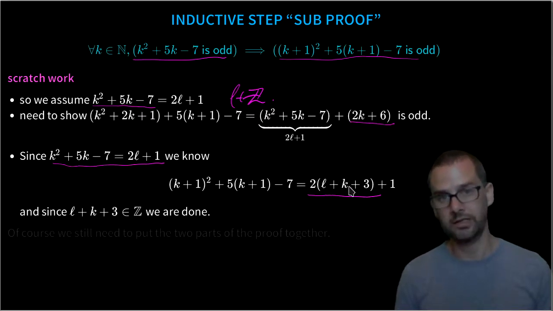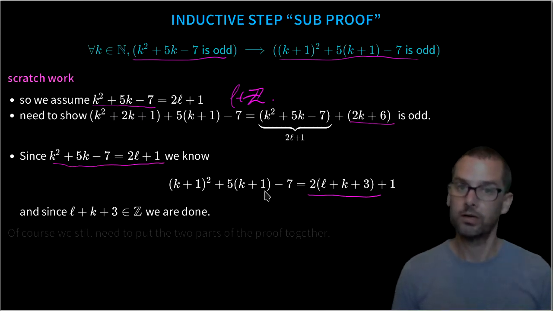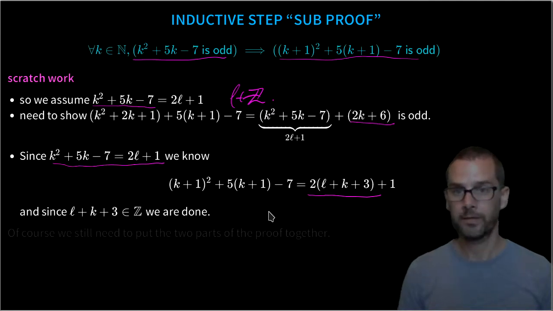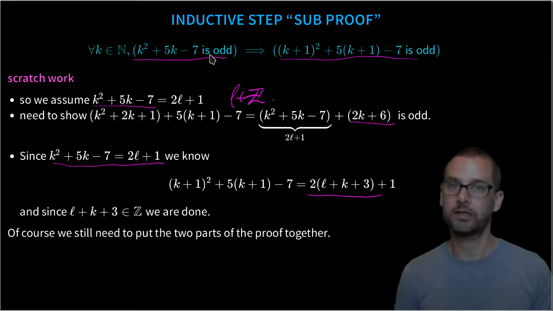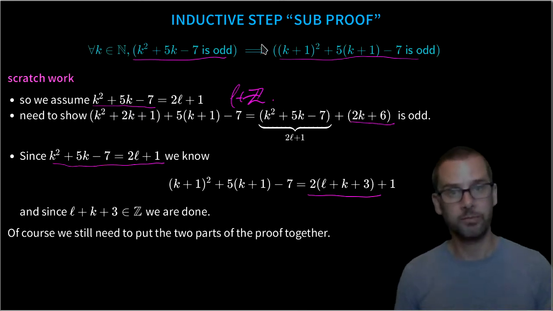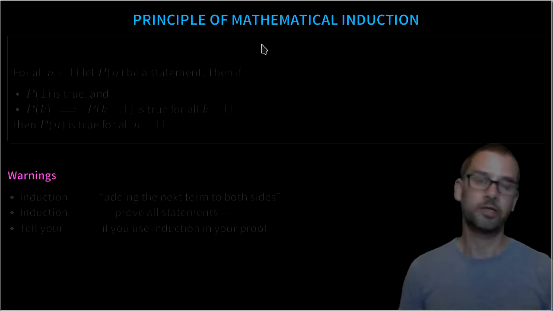And since k is an integer, all of this is an integer, and so this P(k plus 1) is true, because we can write this combination as 2 times an integer plus 1. Okay, we still need to stitch these bits together. We've proved the base case is true, we've proved the inductive step is true, but we still have to put it together. So to do that, I'm going to make use of the principle of mathematical induction.